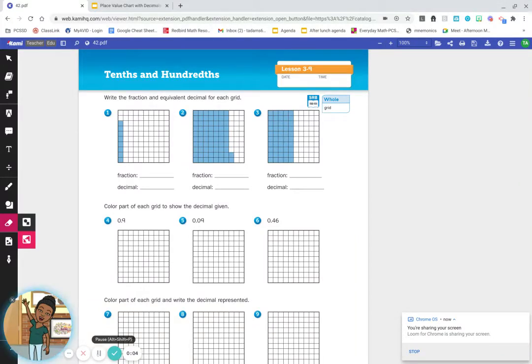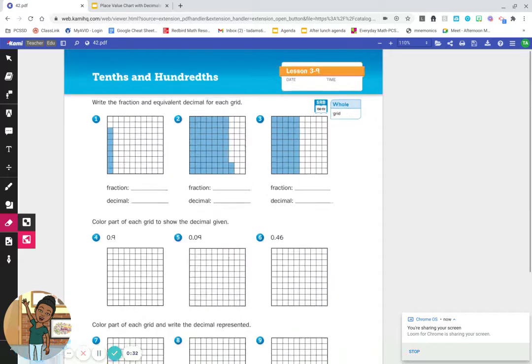For the second part of today's assignment, we are going to write the fraction and an equivalent, equal decimal for each grid. Please make sure that you have watched part 1 of today's lesson and that you have the notes available as a refresher. If you have not, please go to your agenda, click on part 1 to watch that first video. For now, let's go ahead and get started.